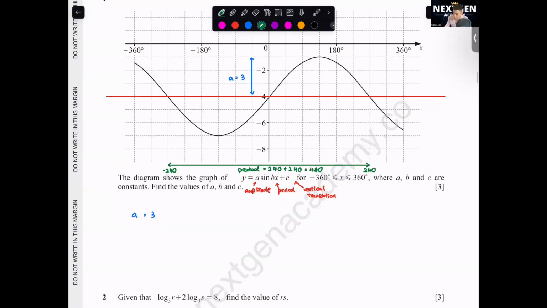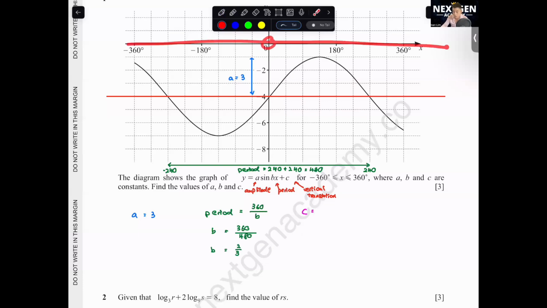Okay, what is the formula for period? Period for a sine graph is 360 degrees over b. So b equals 360 over period. Period is equal to 480. Therefore, your b is equal to 2 over 3. Okay, then the last one. c is your vertical translation. For vertical translation, you measure where the middle line shifted to. Originally, it is y equals 0. Now, it's shifted down by 4. So c is equal to -4.